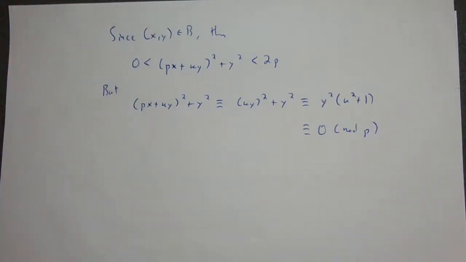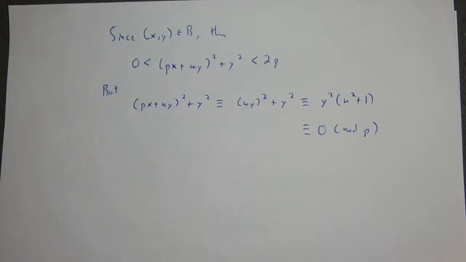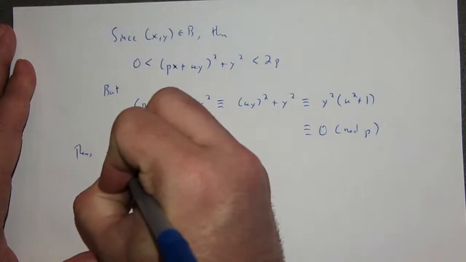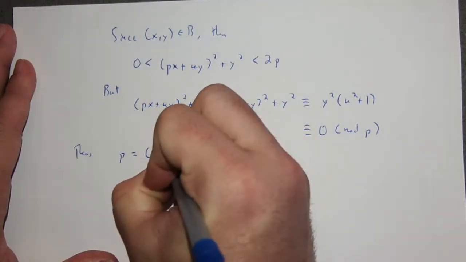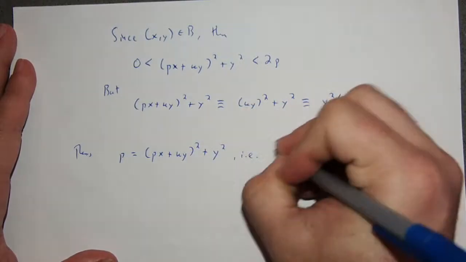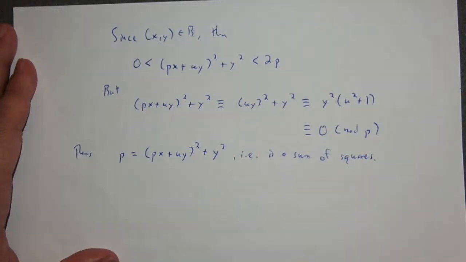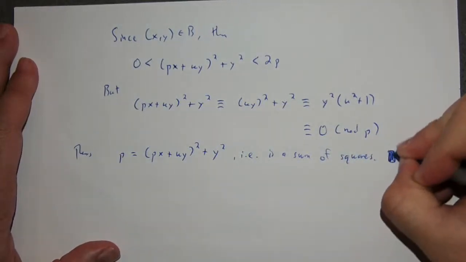i.e. p divides it. But it's strictly between 0 and 2p. So p divides this integer that is strictly between 0 and 2p. What does this thing have to be? The only multiple of p between 0 and 2p is p. Thus, p is equal to (px plus uy) squared plus y squared, i.e. p is a sum of squares. And that was exactly what I was trying to show.